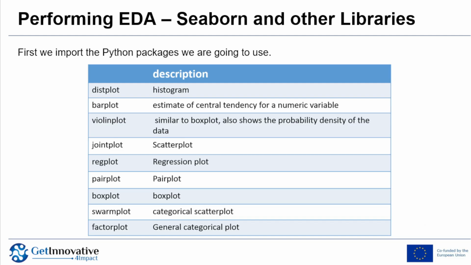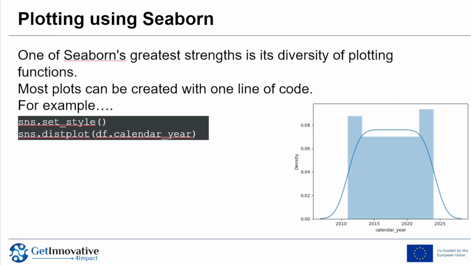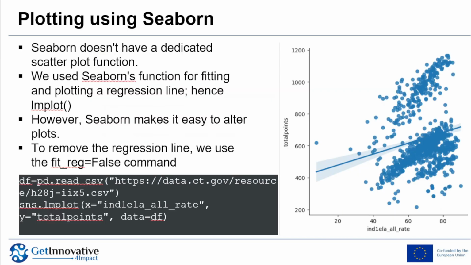So the first step would be the importing of the Python packages that would be used throughout the operations. That could be any histogram, scatter plot, regression plot, pair plot, box plot, and any kind of data. So this is the representation of the data set. Mostly plots can be created with one line of code only.